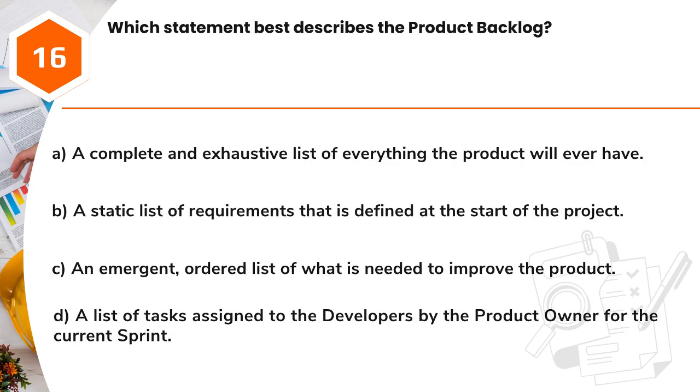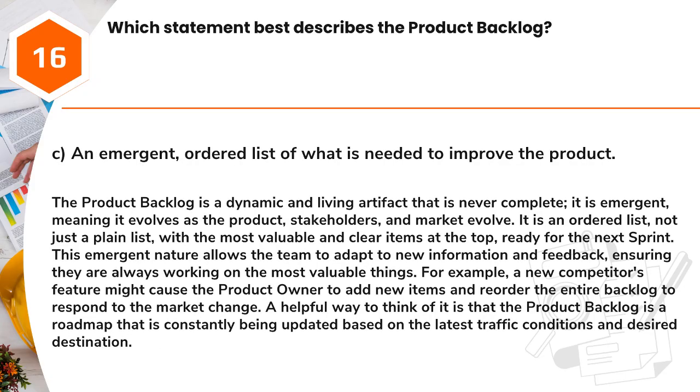Question 16. Which statement best describes the product backlog? A. A complete and exhaustive list of everything the product will ever have. B. A static list of requirements that is defined at the start of the project. C. An emergent ordered list of what is needed to improve the product. D. A list of tasks assigned to the developers by the product owner for the current sprint. Answer. C. An emergent ordered list of what is needed to improve the product.